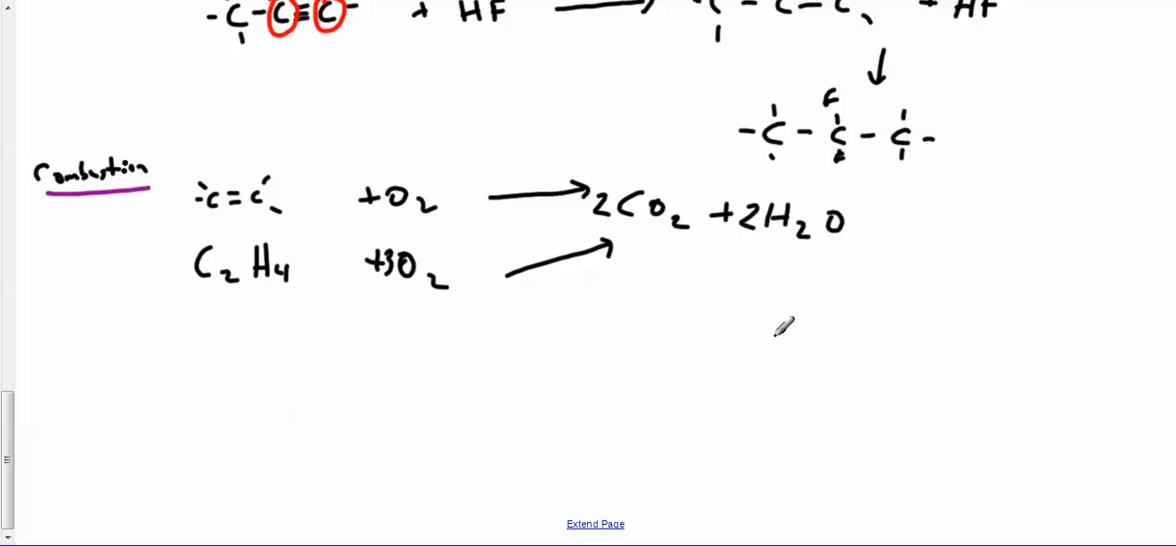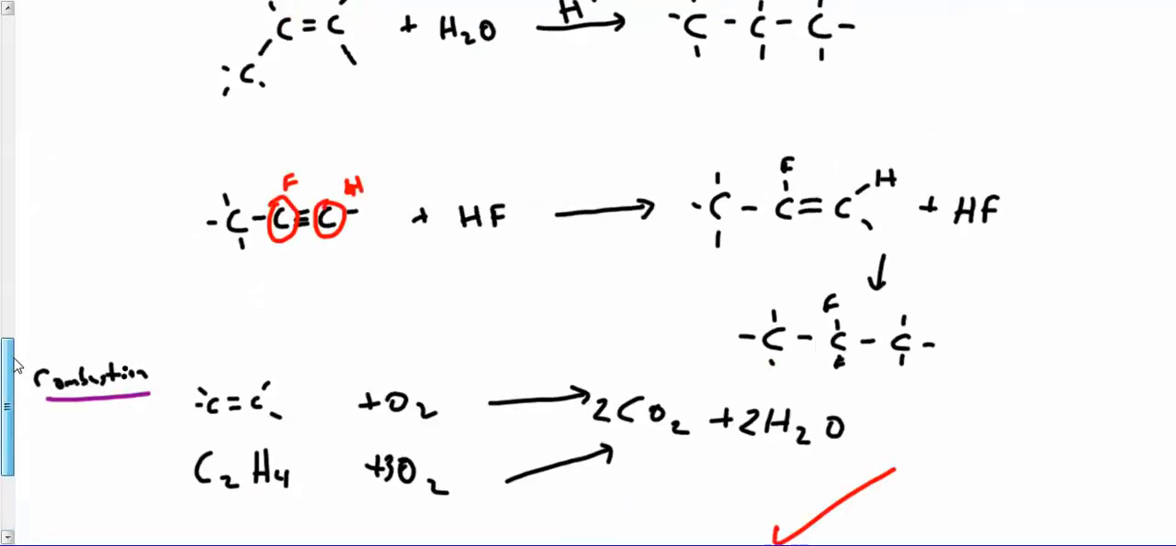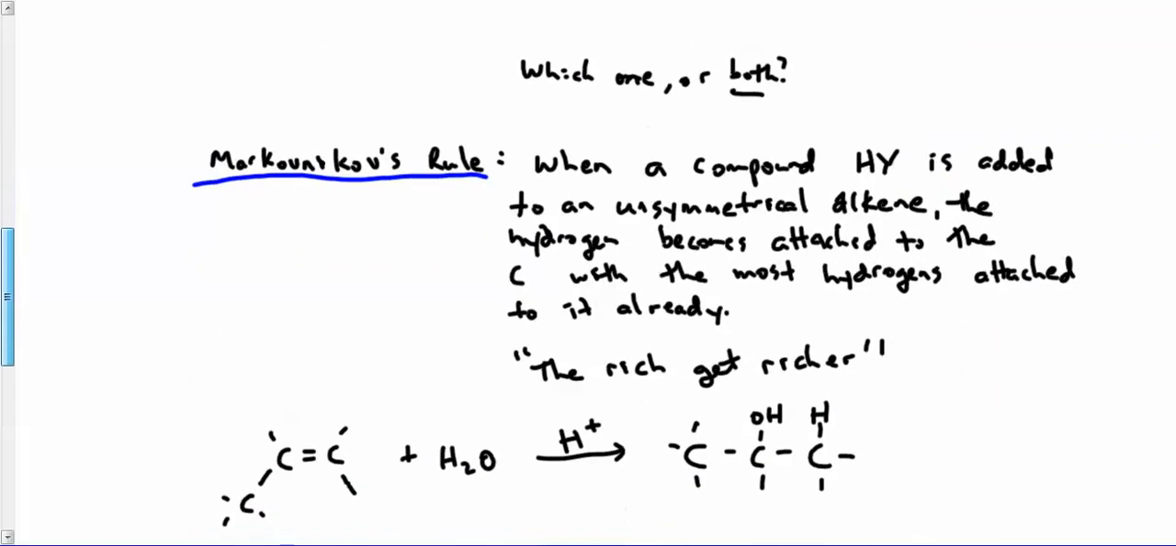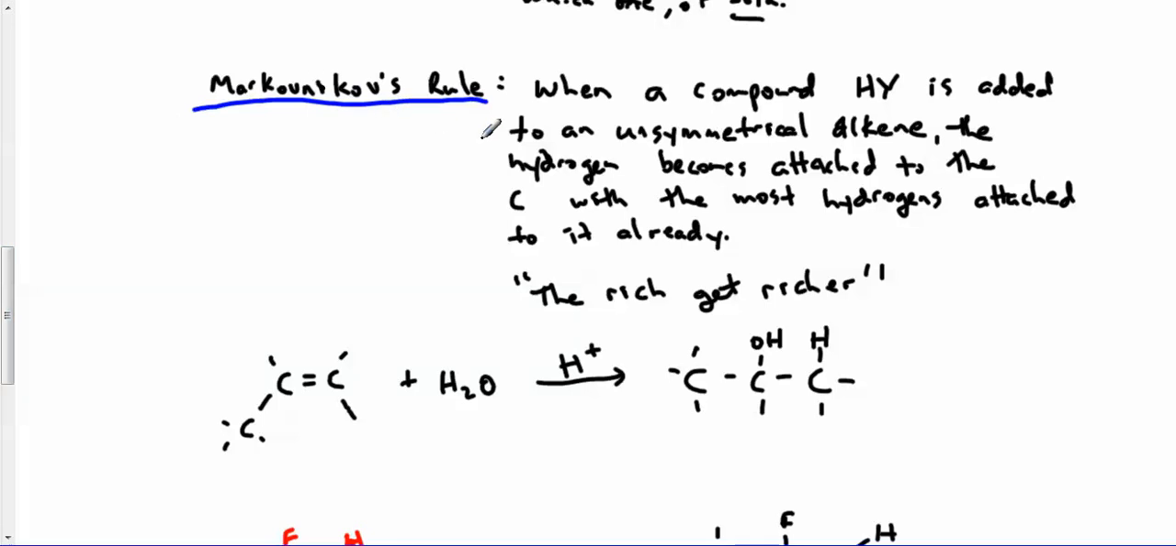Check. And that is our look at the reactions of alkenes and alkynes. Key point, Markovnikov's rule: hydrogen goes to the carbon with the most hydrogens. A little saying to remember here.